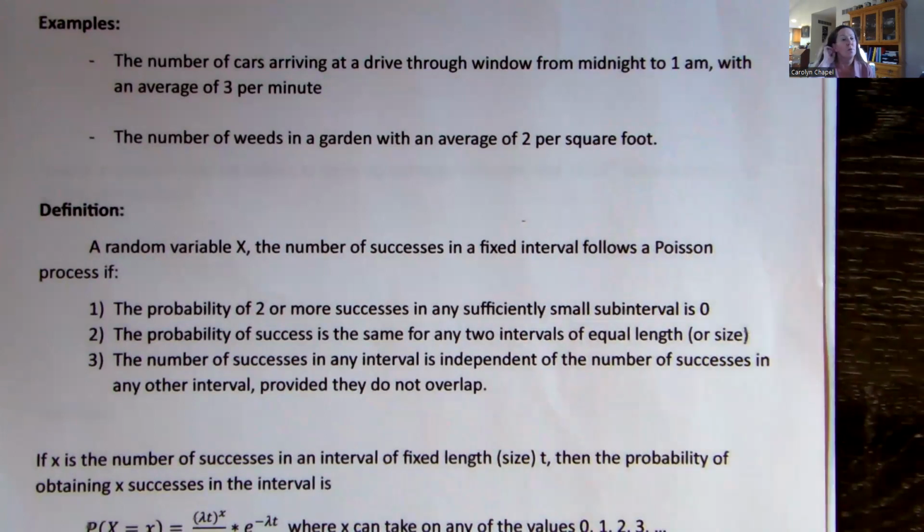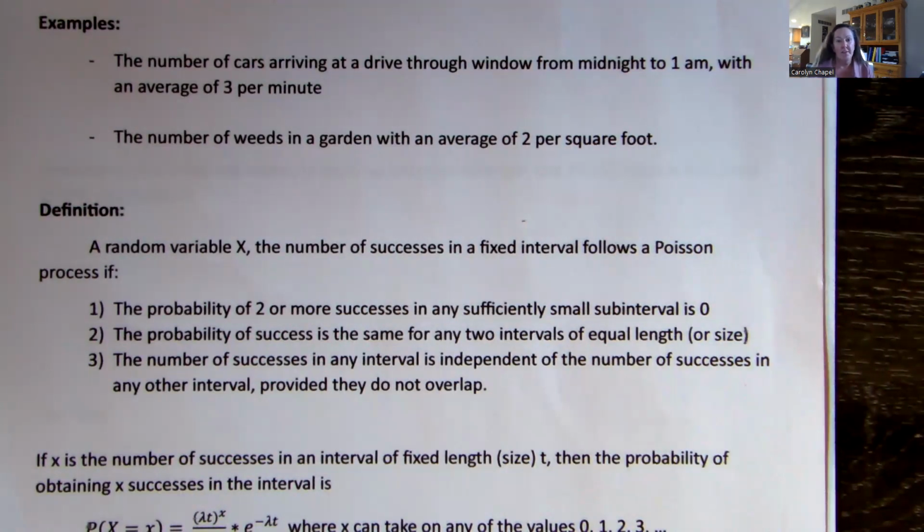Now, looking at the two examples above, if we subdivided our minute down to, say, a millisecond, the probability of getting 2 visitors in a millisecond is basically 0. If I subdivided my square foot down to fractions of an inch, and I have 2 per square foot, the chance that I'd get 2 in that teeny tiny area is basically, again, 0.